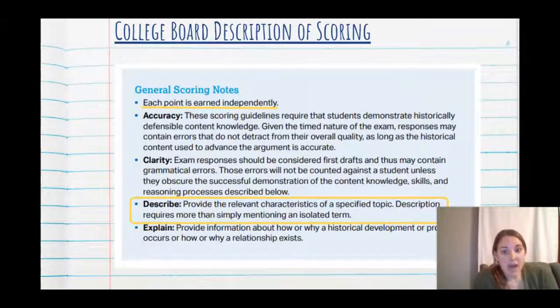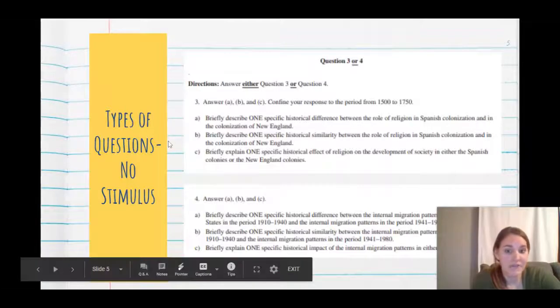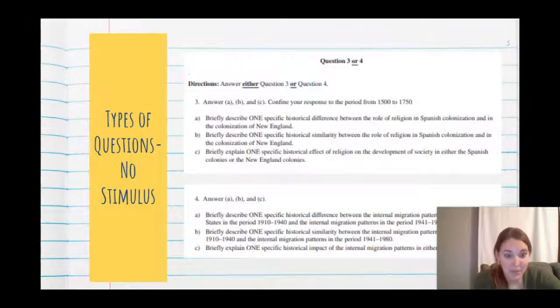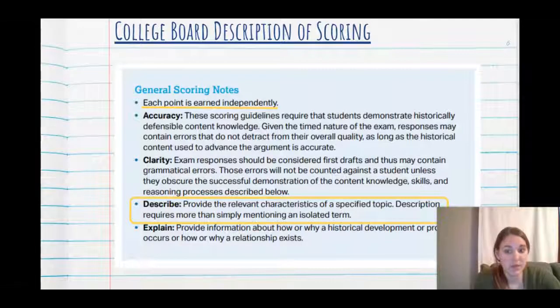A couple notes. This is the College Board description of scoring. So each point is earned independently. As you can see, each question has an A, B, and C, and you do not have to earn A in order to receive the point for B. So you could leave A completely blank, answer B and C, and get a 2 out of 3 on that question. So it's really important, if you feel like you know something but not all, don't just skip the question. Really address each part that you can.